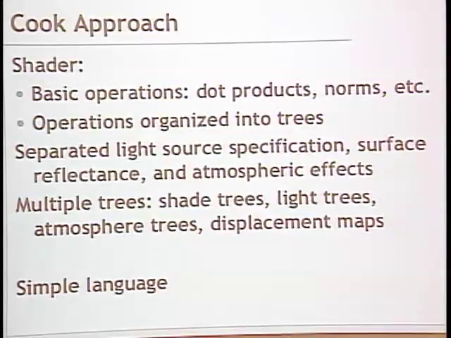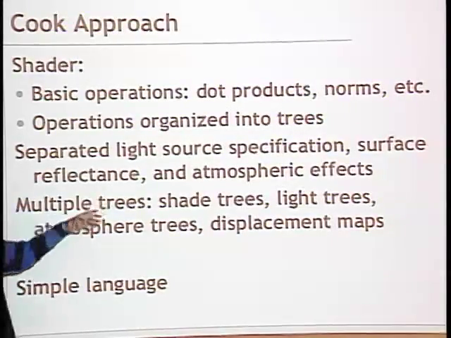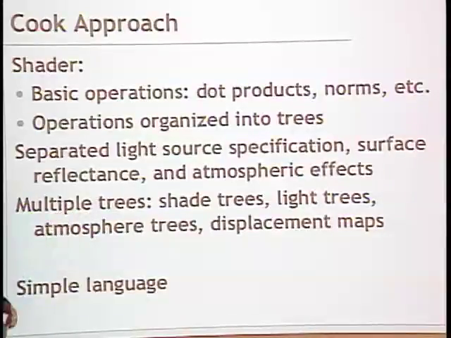And then he had different kinds of trees too. Shade trees dealt with surface reflectance kinds of things. Light trees define lights. Atmosphere trees define these atmospheric effects. Displacement maps are how you take a surface that's flat and then make it a little bit bumpy. So if I had an orange, for instance, maybe I'm going to model an orange as a sphere, but it's going to have another function associated with it. It's going to put all the bumps on the orange. So that was all really cool. And then he had a language, a very simple language to put these trees together.